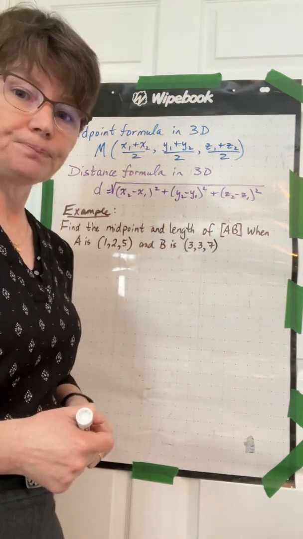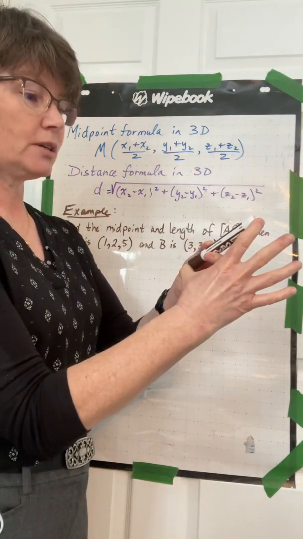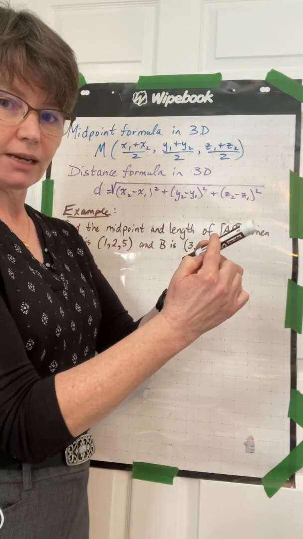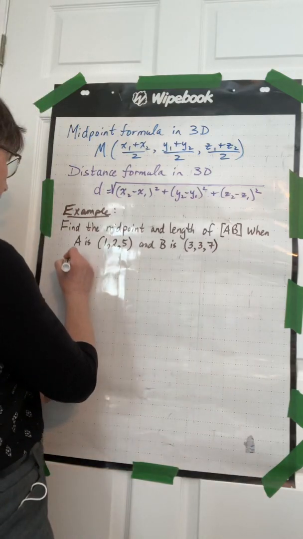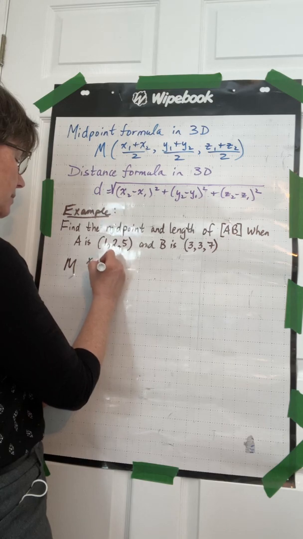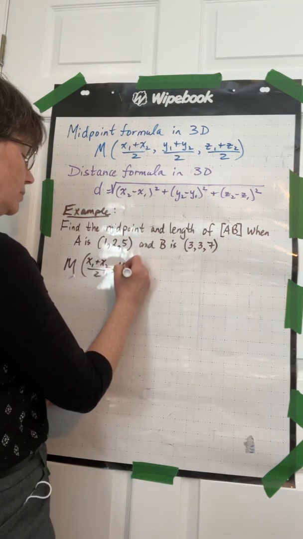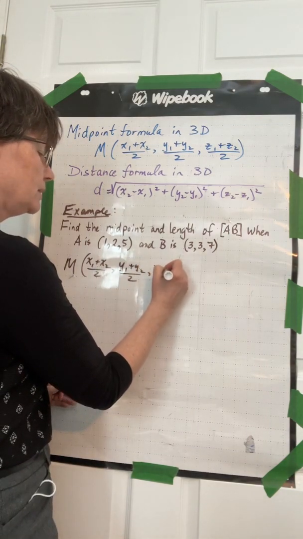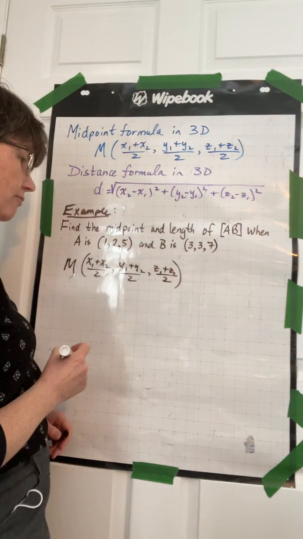and we can use these formulas to figure it out. So the midpoint between these two endpoints is going to be the average of the x coordinates, the average of the y coordinates, the average of the z coordinates. All right, so let's do that. Midpoint M is going to be x1 plus x2 for the x coordinate, y1 plus y2 for the y coordinate, and z1 plus z2 for the z coordinate. So we're taking the average of those.